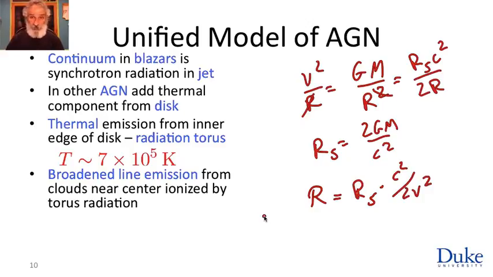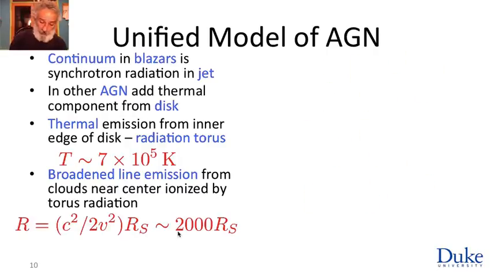If it's orbiting at 5,000 kilometers per second, plug in the numbers, and you find that the broadened emission lines are for matter that is ionized by the high-energy radiation from the radiation torus and is orbiting a distance of a few thousand Schwarzschild radii. Remember that our Schwarzschild radius was a few AU, so this is a few thousand AU, maybe 10,000 AU, still very close to the center of this whole model.